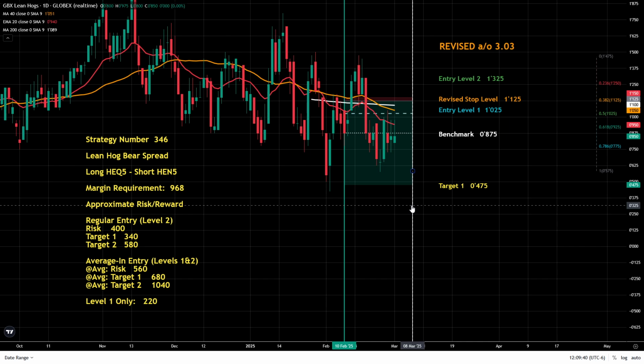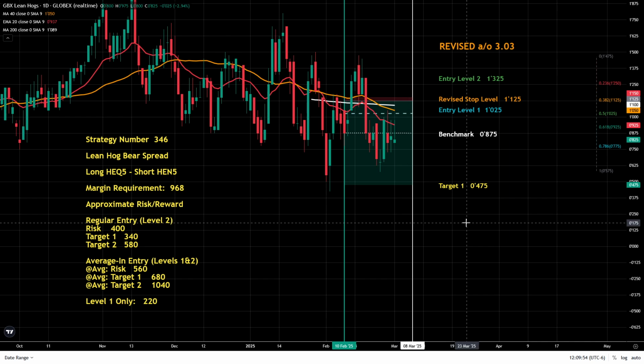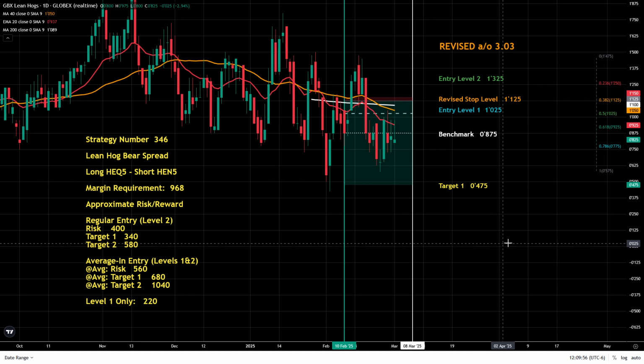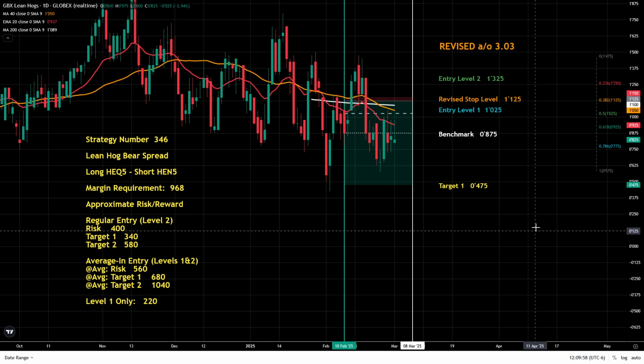This thing ends on the 8th, which falls on Saturday. So it'll be trader's prerogative as to whether or not you want to get out on Friday or Monday. I am going to lean towards Friday. Okay, so that's 346. Did some changes there.